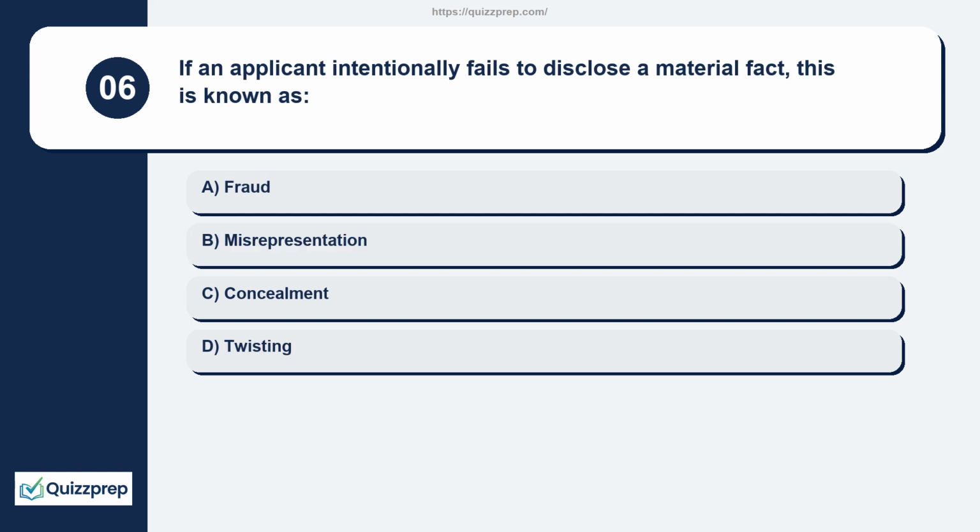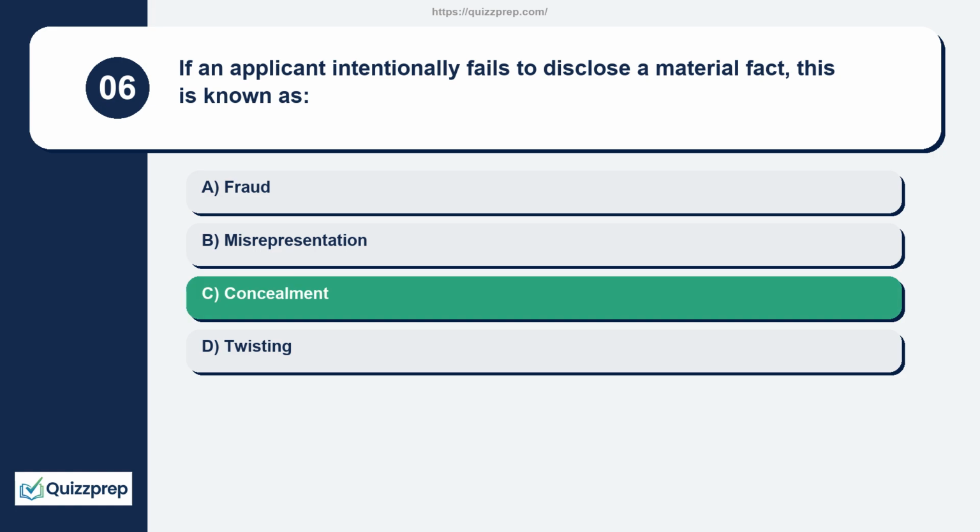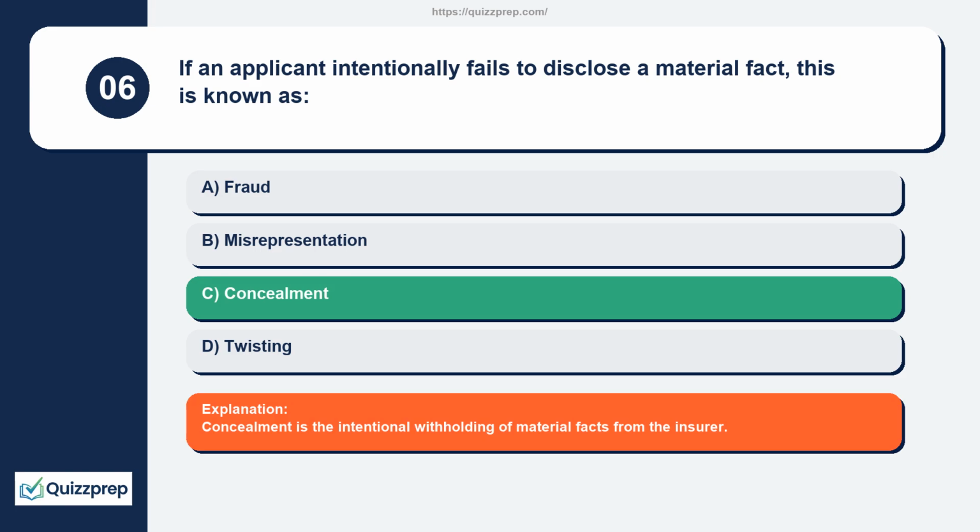Question 6. If an applicant intentionally fails to disclose a material fact, this is known as fraud, misrepresentation, concealment, twisting. Concealment is the intentional withholding of material facts from the insurer.